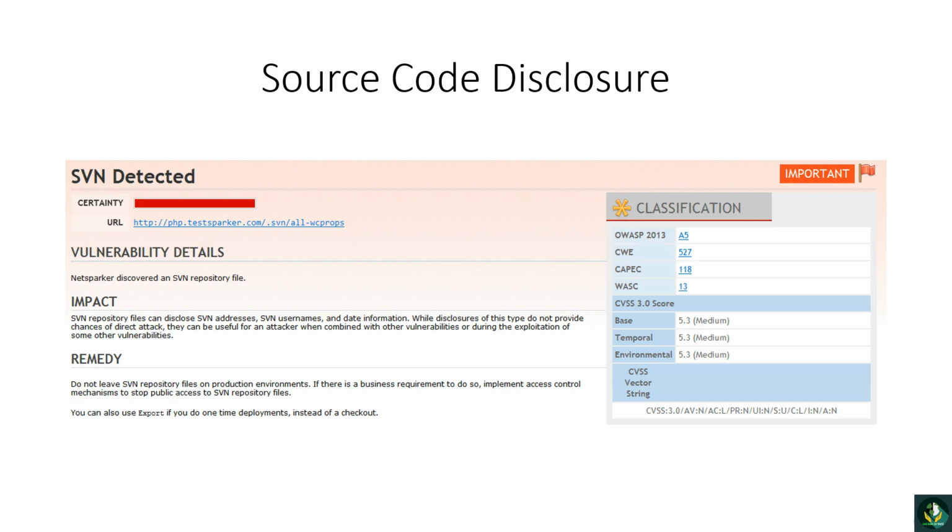So in this picture, as you can see, the Netsparker scan has identified an SVN repository on the target website. Another example of this is when public code has sensitive information hard-coded in it, such as user credentials or API secret keys. An attacker can easily use such information to sabotage these services or cause inaccessibility for legitimate users.